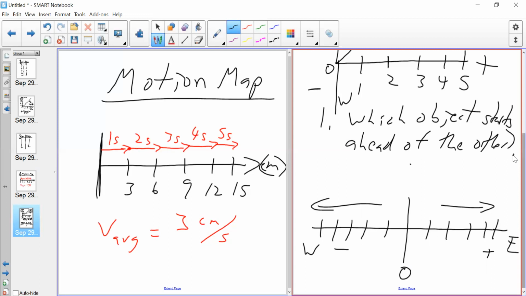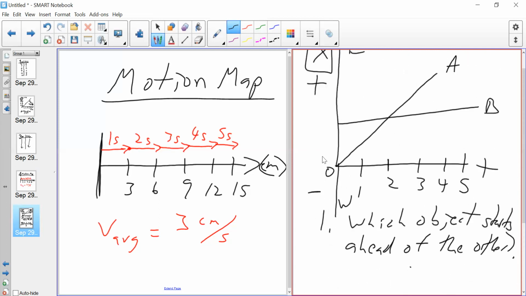So, back to this. Which object starts ahead of the other? Object B. When do the objects meet? So basically, when do they have the same position? Well, it would be at 2 seconds. So those are kind of easy questions. You look at the graph and answer some questions about it, which is what we're going to be doing tomorrow.